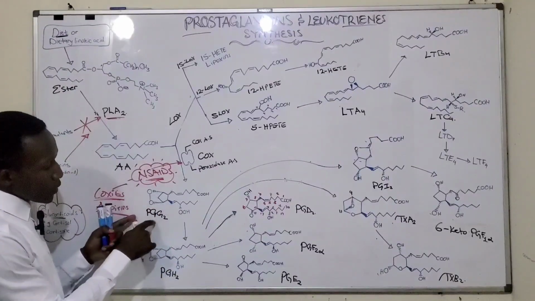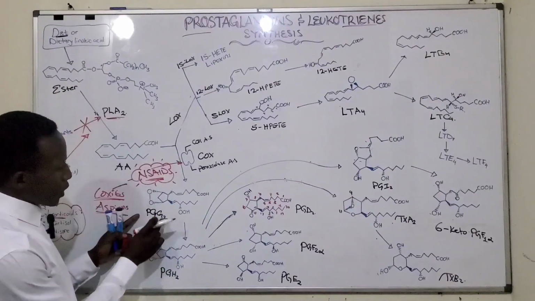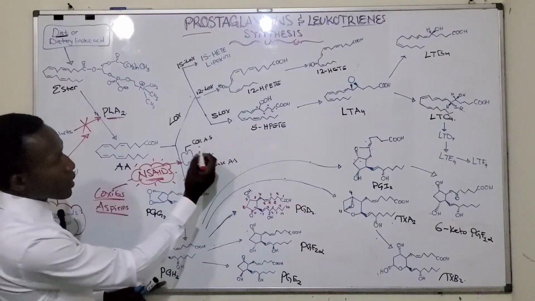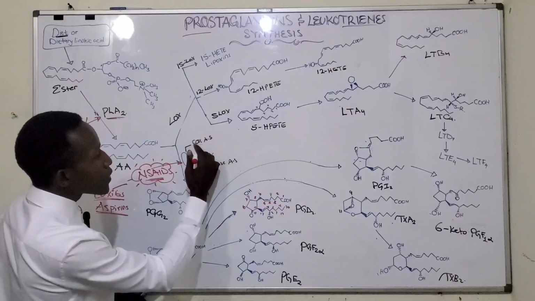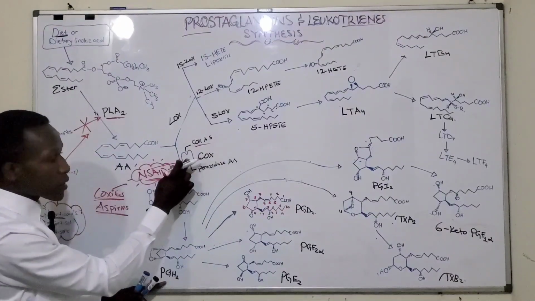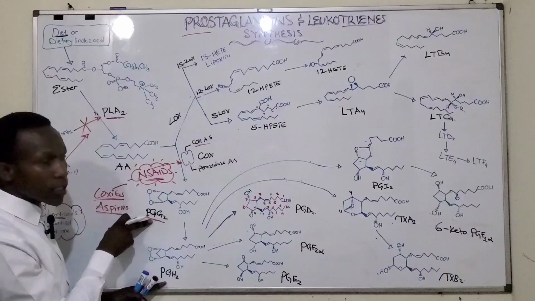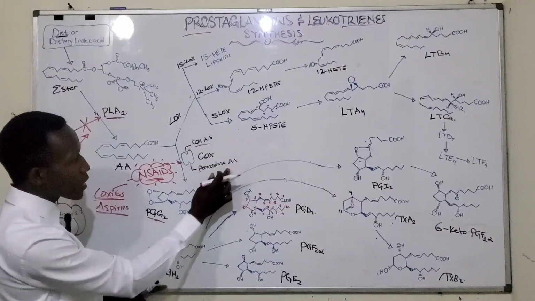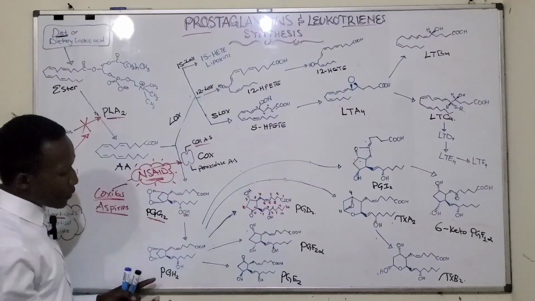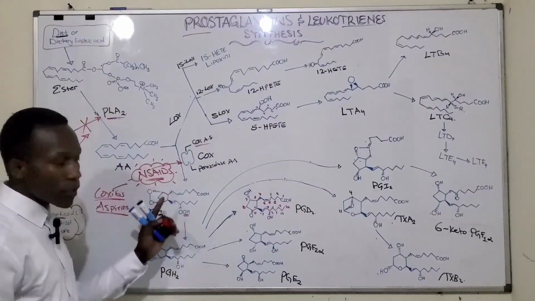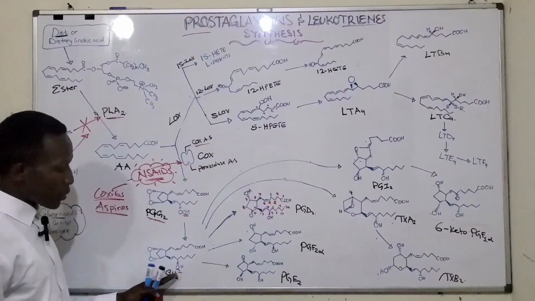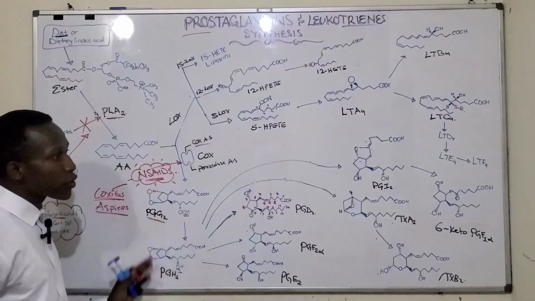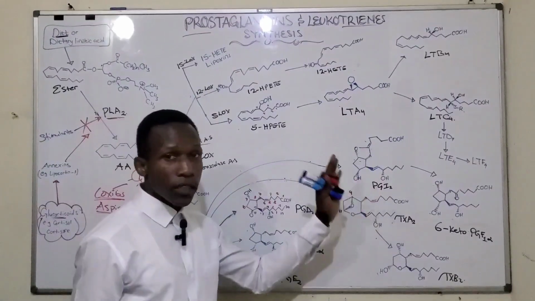Now, prostaglandin G2 is converted to prostaglandin H2 by the COX. The cyclooxygenase active site of this COX leads to the production of prostaglandin G2. Then it goes to the peroxidase active site, where the peroxide group is cleaved to produce the OH group. So prostaglandin H2 is produced, and from prostaglandin H2, all other prostaglandins are produced.